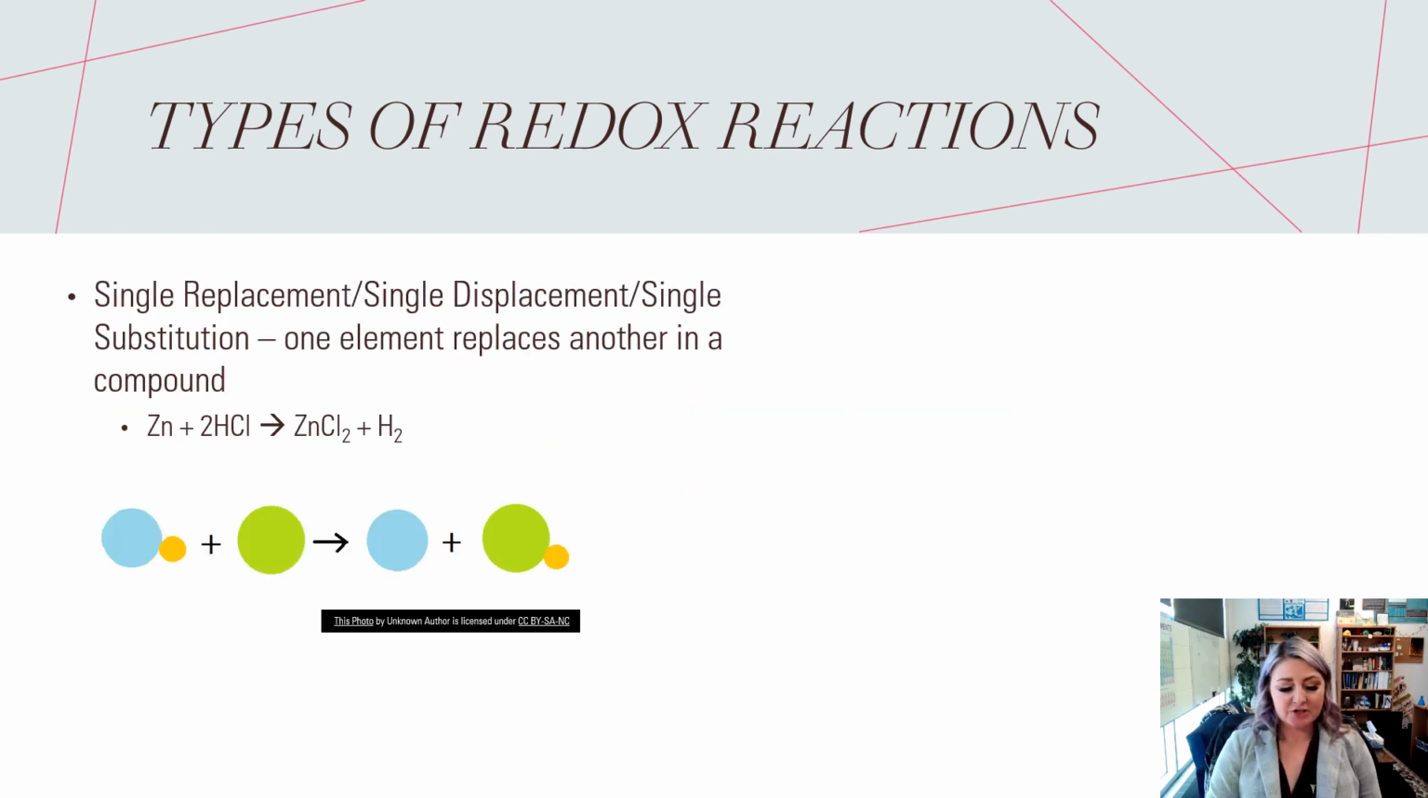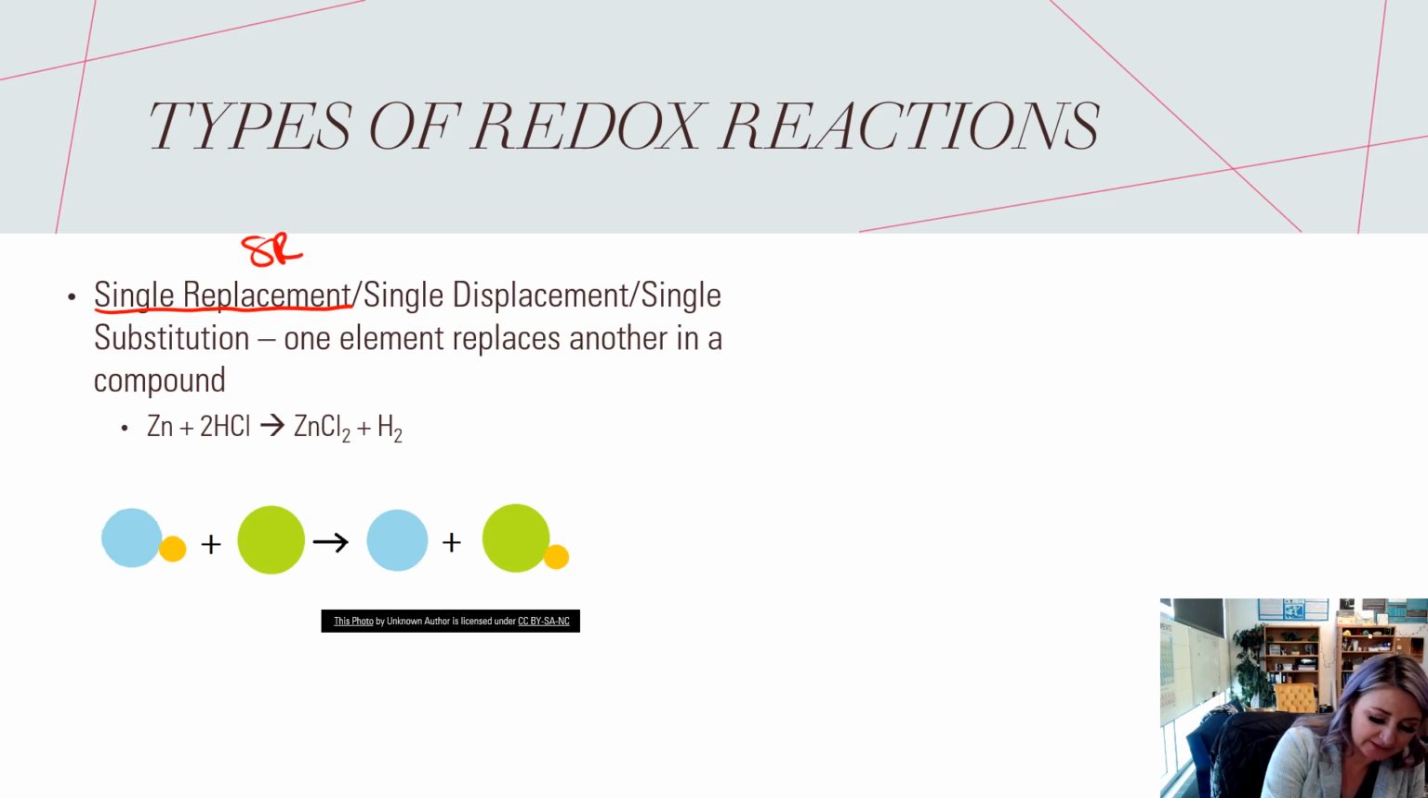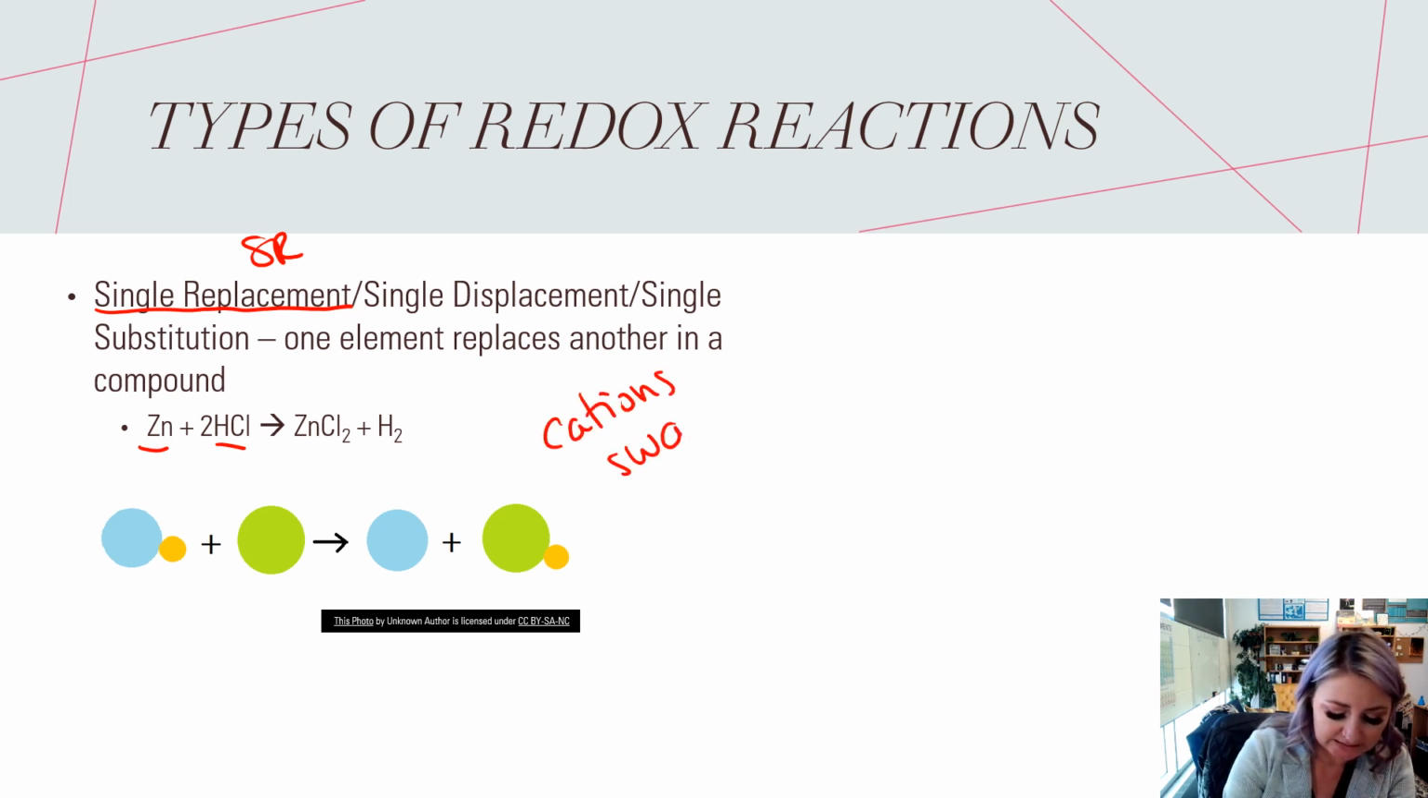Okay, our next type of reaction is called a single replacement or a single displacement or a single substitution. I prefer single replacement. I like abbreviating that with SR. So we have one element that is swapping or replacing another in a compound. So here's our single element, here's our compound. Okay, we're going to see our cations swap places.